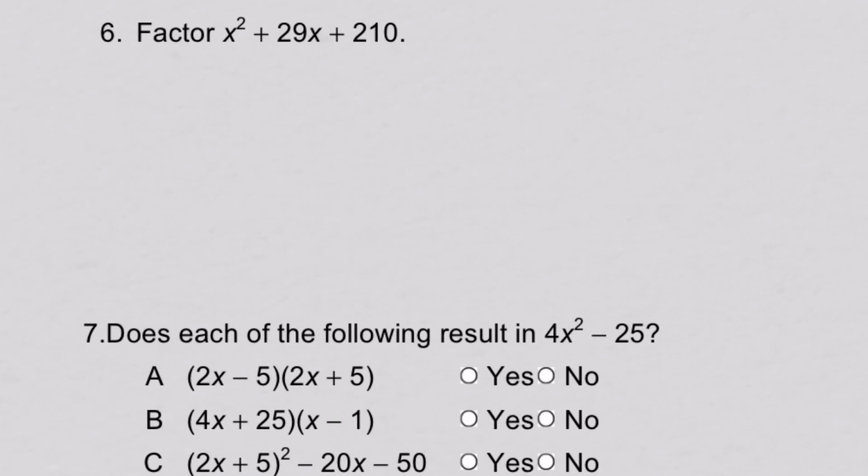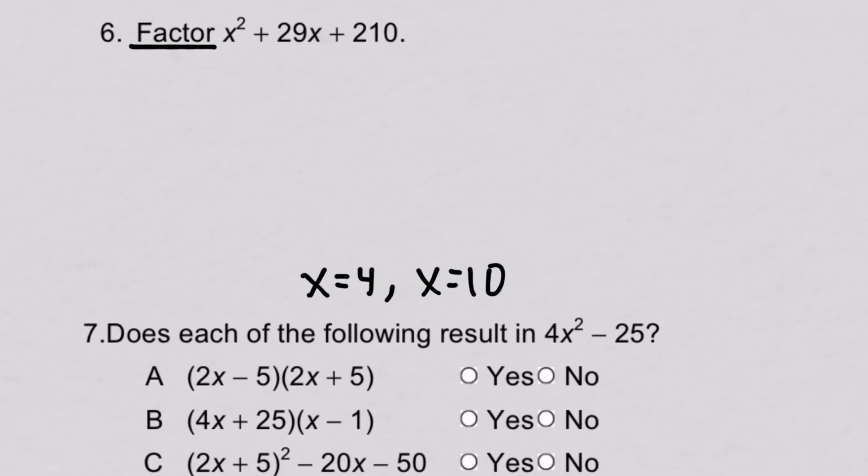Okay, now let's look at number 6. It says factor x squared plus 29x plus 210. Make sure you guys understand the difference between factor and solve. If it says solve, we must end up with something that looks like this. X equals something, 4, or x equals 10, whatever, right?